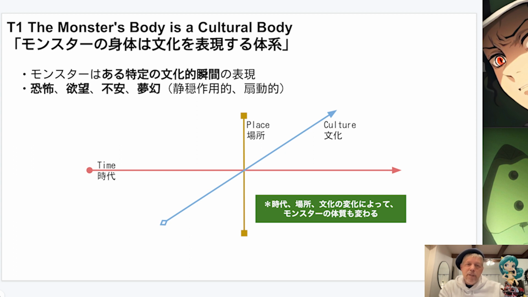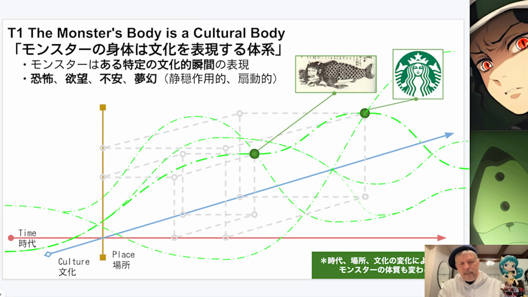This is a simple chart which I created to explain the axes among which a monster appears. There's time, place, and culture. Depending on the time and the place, and of course the culture, two cultures can exist in the same time and place, you'll get different monsters, because monsters are reflections of fears, desires, worries, this kind of thing. So let's see, I actually made an even better version of this chart.